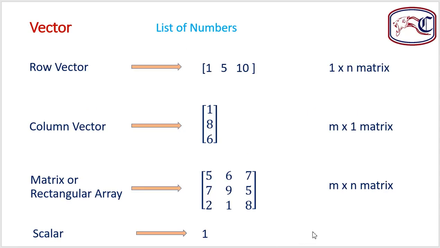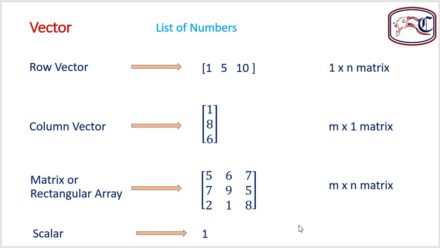We all know that vector is a list of numbers and matrix is an array of numbers. This is a row vector with one row and three columns. This is a column vector with one column and three rows. This is a matrix with three rows and three columns. And we all know that scalar is a single valued variable.